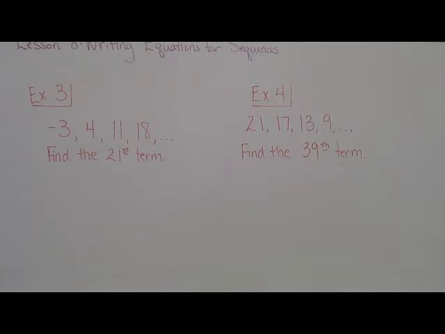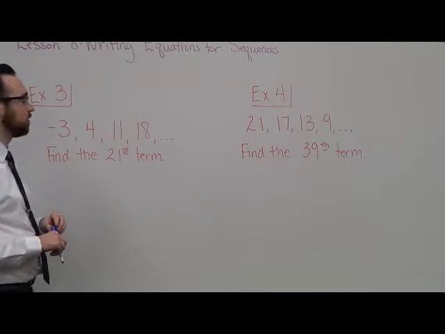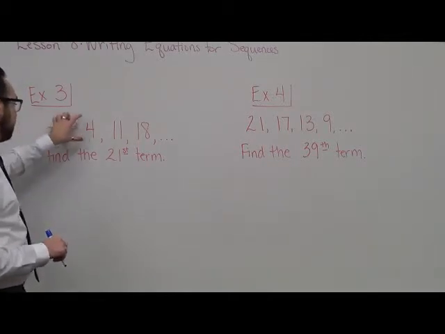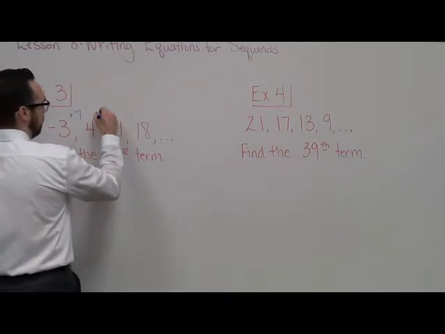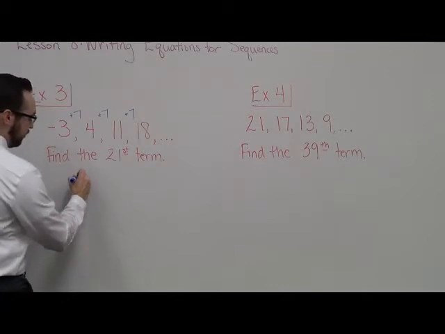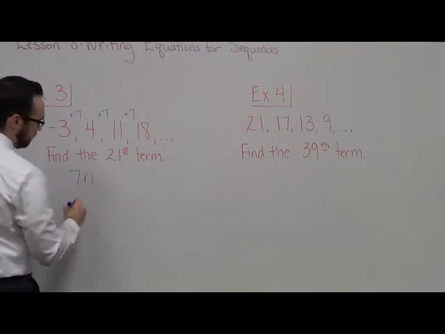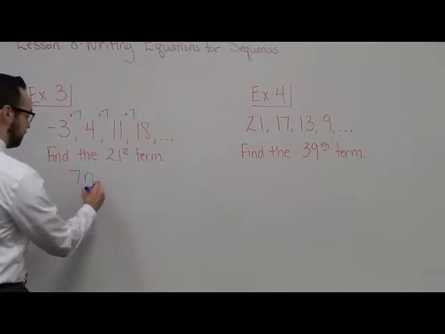So looking at this first one, if you're still working, you can pause the video, finish up, and then come back. From this first one, -3 to 4, I have to add 7. 4 to 11, we add 7. 11 to 18, we add 7. So that's going to be 7n. Now, if I plug in a 1 here, I get 7. How do I get from 7 down to -3? I subtract 10.